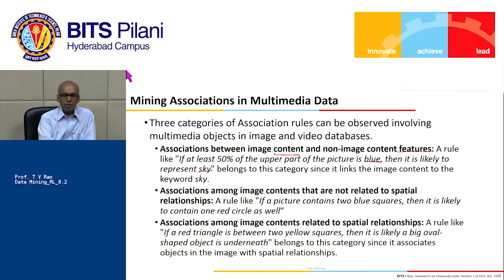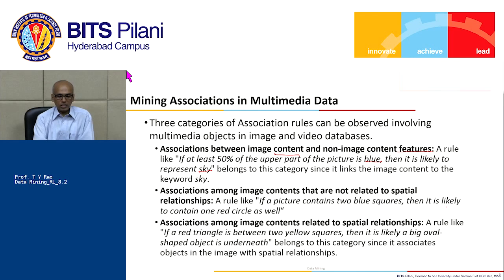The other one is association among the contents, but not based on spatial relationships. All we are saying is that if the picture contains 2 blue squares, then it may also contain a red circle, because that may be the kind of association that we are seeing in our multimedia database. Here we are not talking about whether the squares are on top or the circle is on top or they are at the same level, or what the layout is at all. We are not at all bothered about layout.